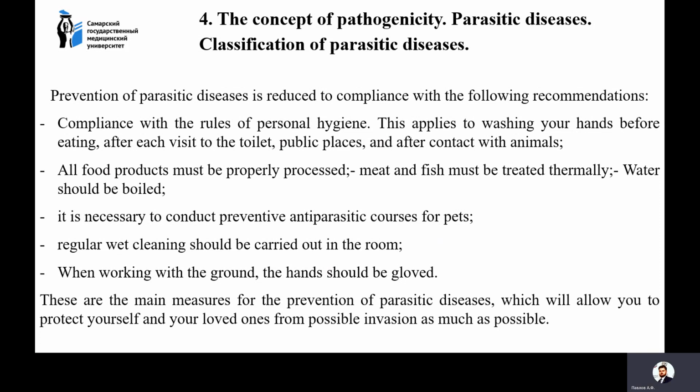All food products must be properly processed. Meat and fish must be treated thermally. Water should be boiled. It is necessary to conduct preventive antiparasitic courses for pets. Regular wet cleaning should be carried out in the room. When working with the ground, the hands should be gloved. These are the main measures for the prevention of parasitic diseases, which will allow you to protect yourself and your loved ones from possible invasion as much as possible.